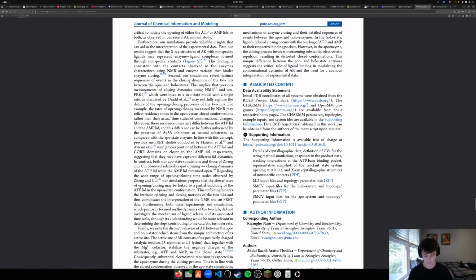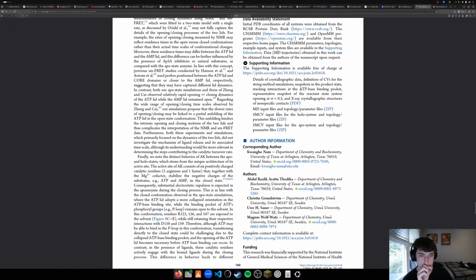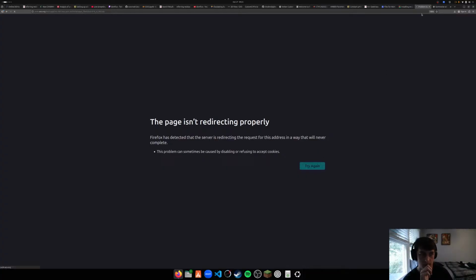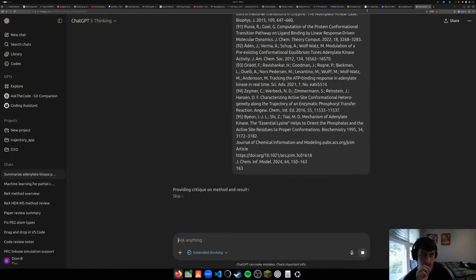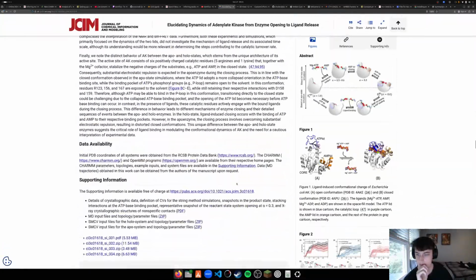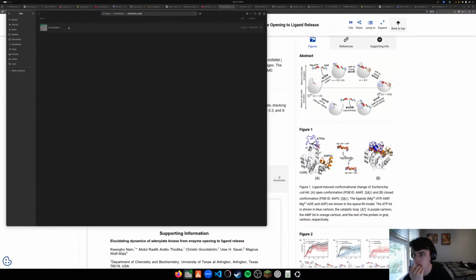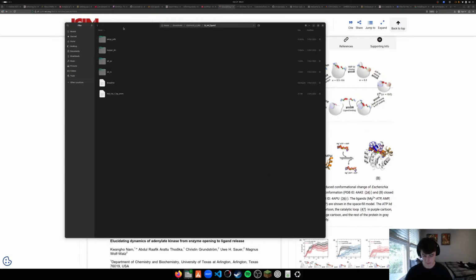I don't know why they just don't give us the data then. Like they could create a... oh, never mind. MD inputs and topology parameter files. Come on. Oops, I didn't mean to close that. Do they give it to us for once? Oh my god. There we go.